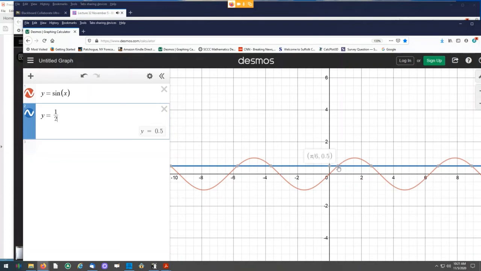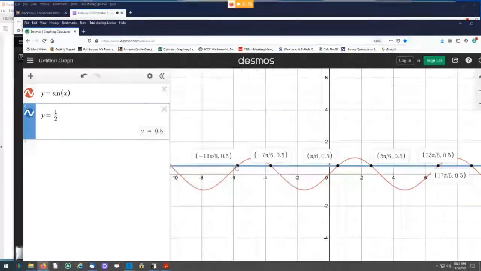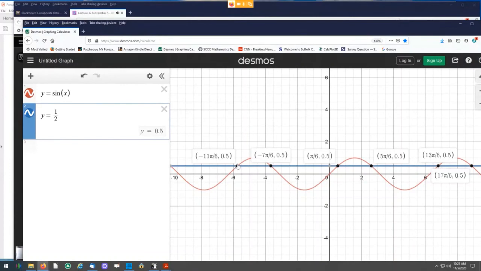And you can look at where they cross, and it's giving me the radian measure. So there's my pi over 6, 5 pi over 6, 13, 17, going the other direction, -7, -11. So that's much easier than the analysis I did. That's the beauty of using Desmos. It really captures that. But you need to reason through that. That's why I like the unit circle for reasoning.